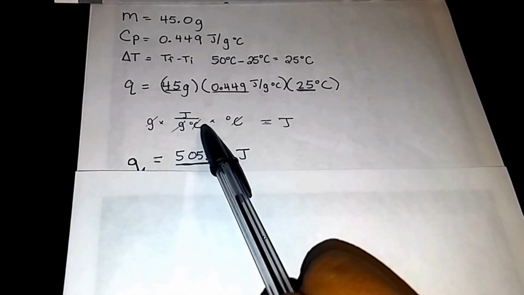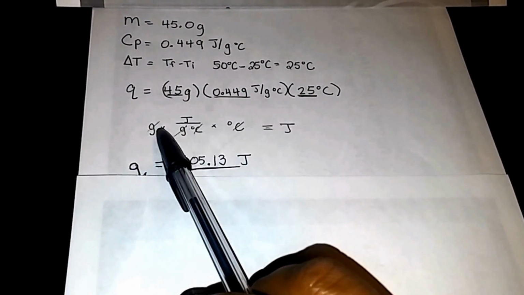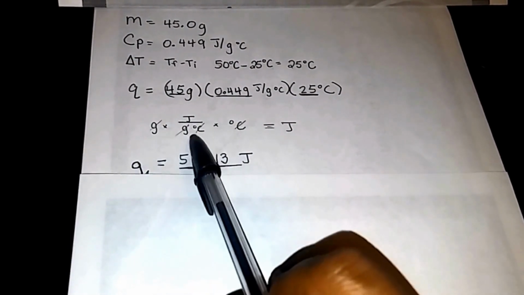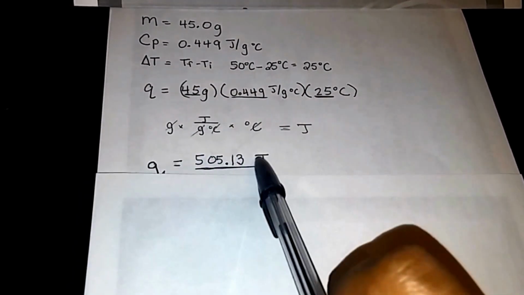Okay, you've got your grams, you've got your joules over grams times degrees Celsius, and your degrees Celsius. So what's going to happen is that you're going to cancel those like units. So grams cancels grams, Celsius cancels Celsius, and you're left with joules. So now you know that the unit is going to be joules.